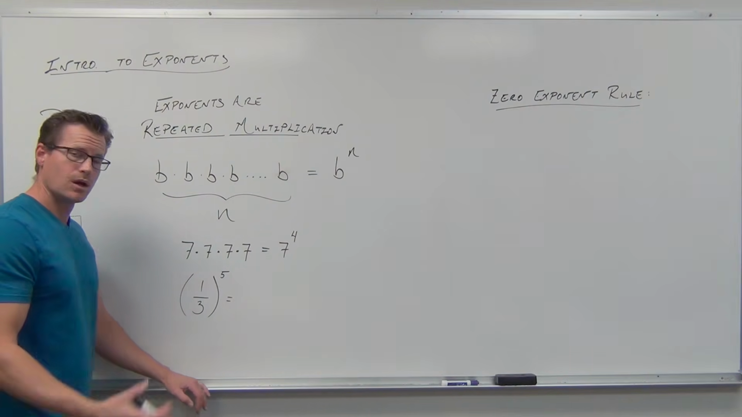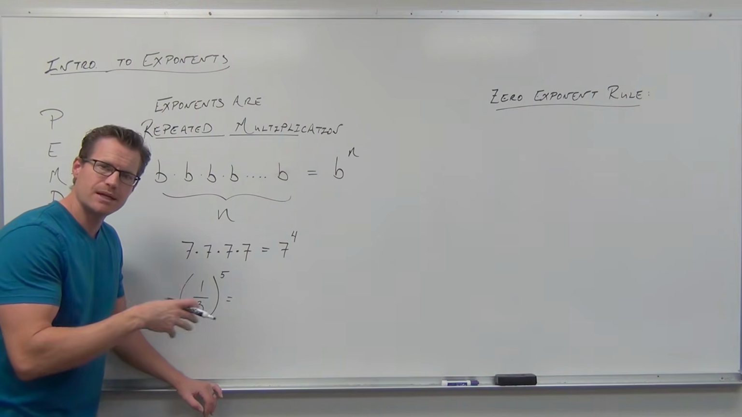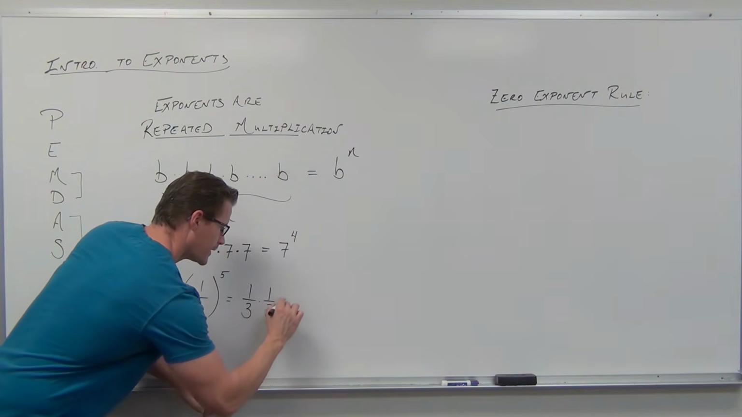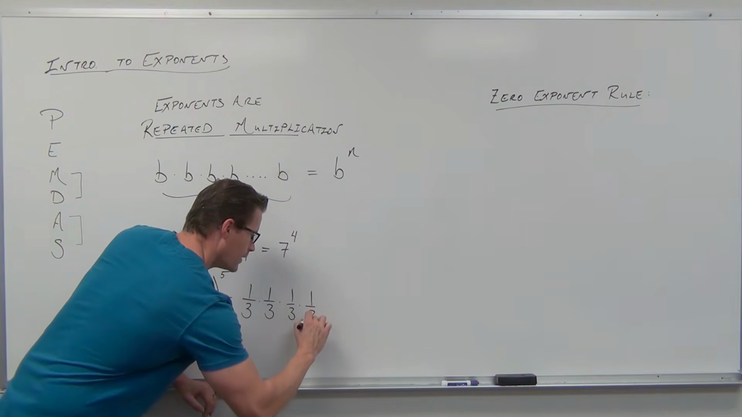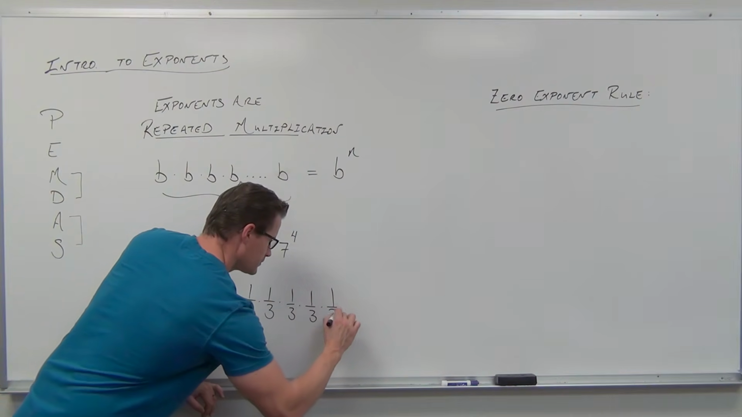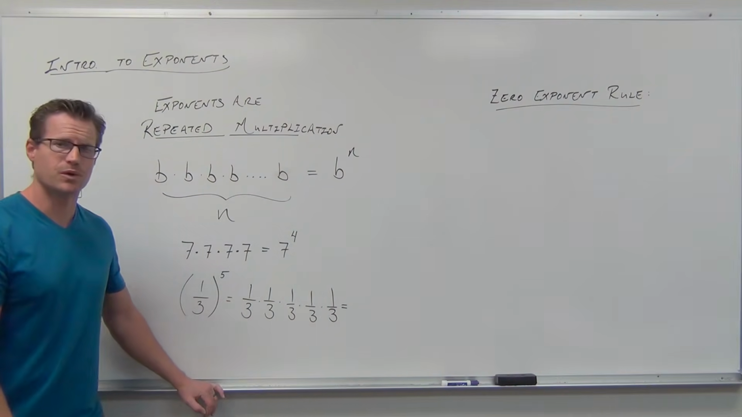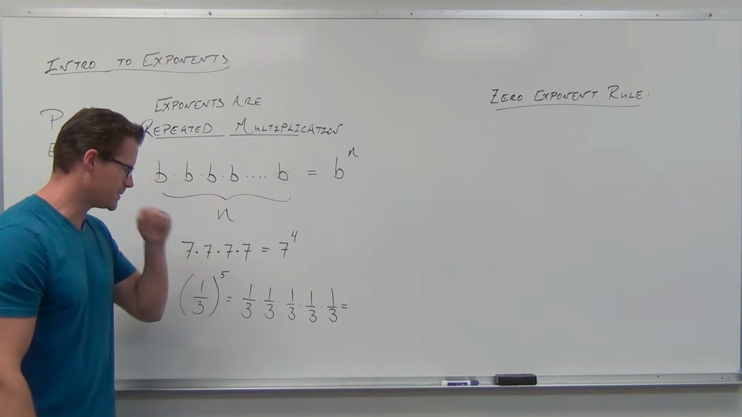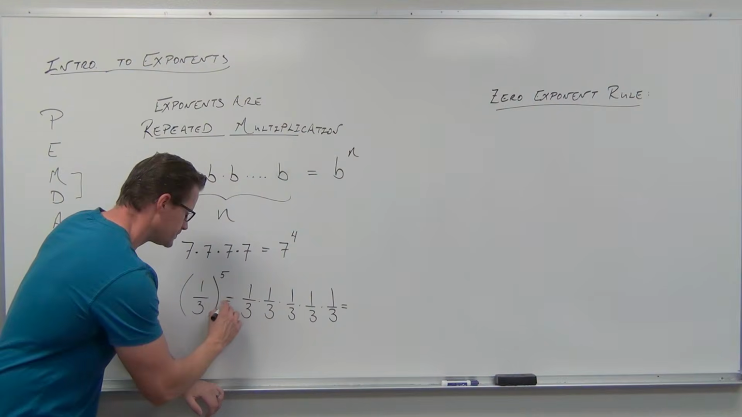One-third to the 5th power. Well, what that means is we're repeating that fraction over and over and over and over and over until we run out of that exponent. So 1/3, 1, 2... excuse me, 3, 4, 5 times.